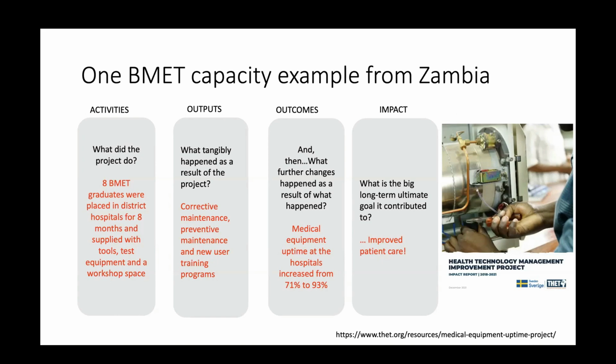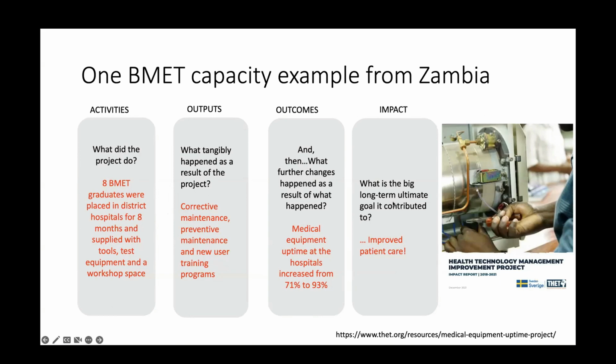And we could say, yes, these graduates are in place, but that happens kind of before the activities. So that's an input if we're focusing in on clinical engineering activities. And so in this case, the actual activities would be corrective maintenance, preventive maintenance, and new user training programs. So what did CE do? They did these things. And then the output would be what happened tangibly as a result of this, a very specific thing: medical equipment uptime at the hospitals increased from 71 to 93%. And then the outcome, what further changes happened as a result of that? Clinicians had more equipment that was in use, and they were better able to offer improved patient care.